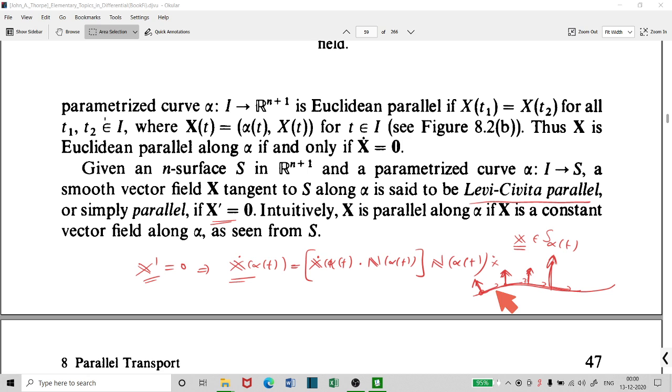So this is the tangent vector field, and if this is the derivative vector field, then there is only a normal component, and there is no component along the tangential space. Okay, so if this is the case, we can say that this x prime, or the tangential vector field x, is Levi-Civita parallel. The only thing is there is no tangential component for this usual derivative. So that means the usual derivative is along the direction of the normal vector field. This is the geometry of the Levi-Civita parallel vectors.